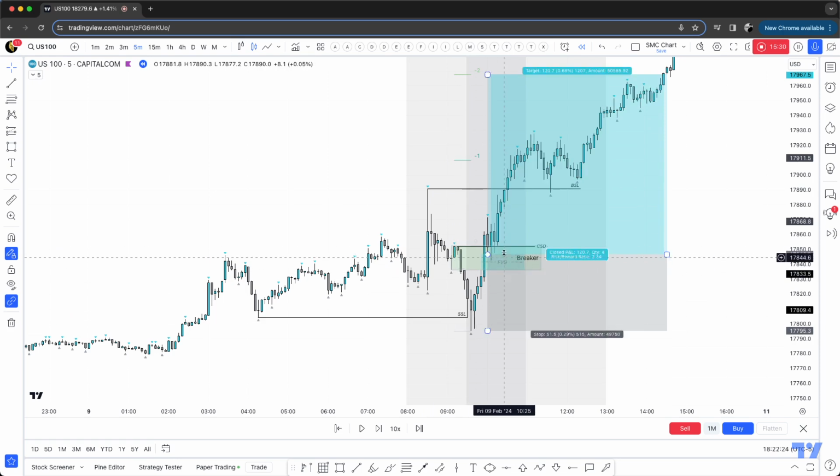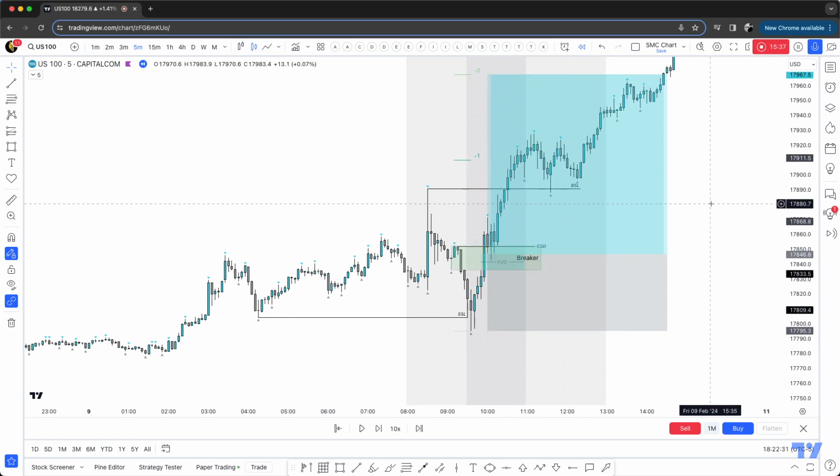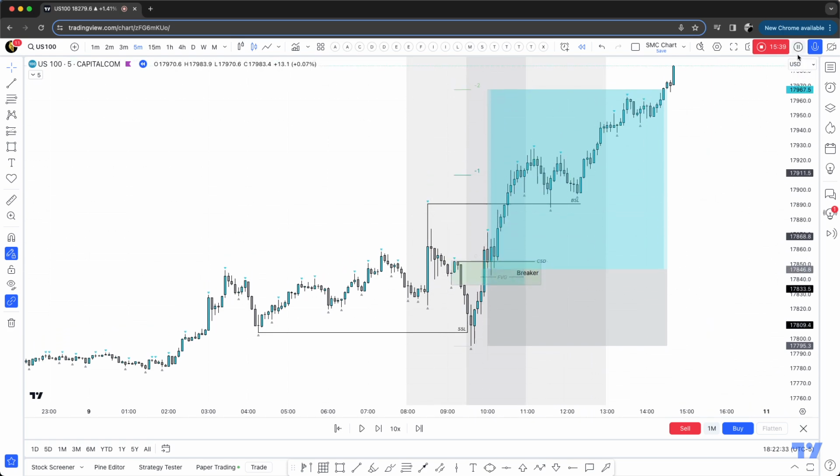We have a breaker block. We have on top of that a fair value gap. The fair value gap gets tapped in, and this plays now up. Again, beautiful unicorn right there. Let me get another example.